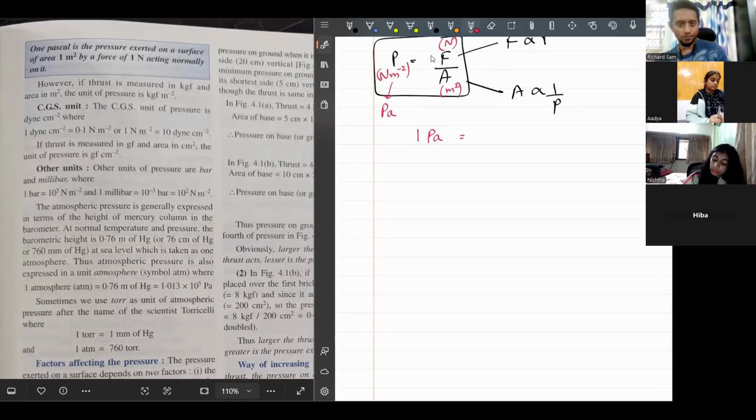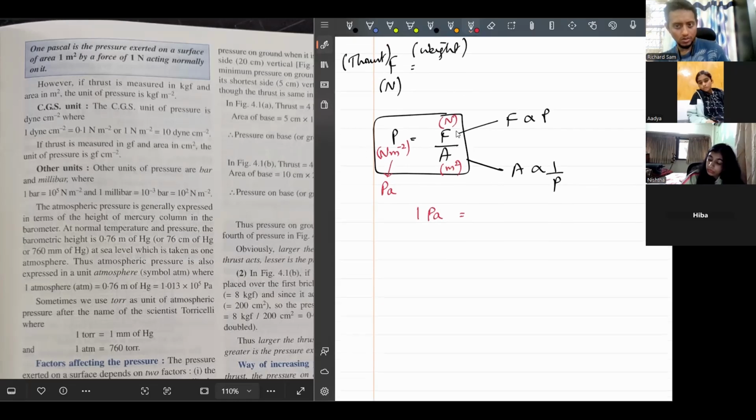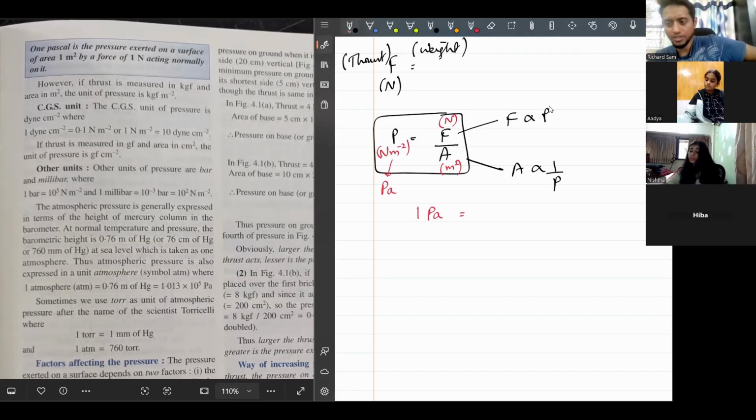Can you just tell me, force is directly proportional or indirectly? Force is directly proportional to pressure. See, force is in the numerator. Anything in the numerator of a formula will be directly proportional to the LHS, and whatever is in the denominator will be inversely proportional to pressure. So pressure will also be directly proportional to force. Yes, you can say it either way.